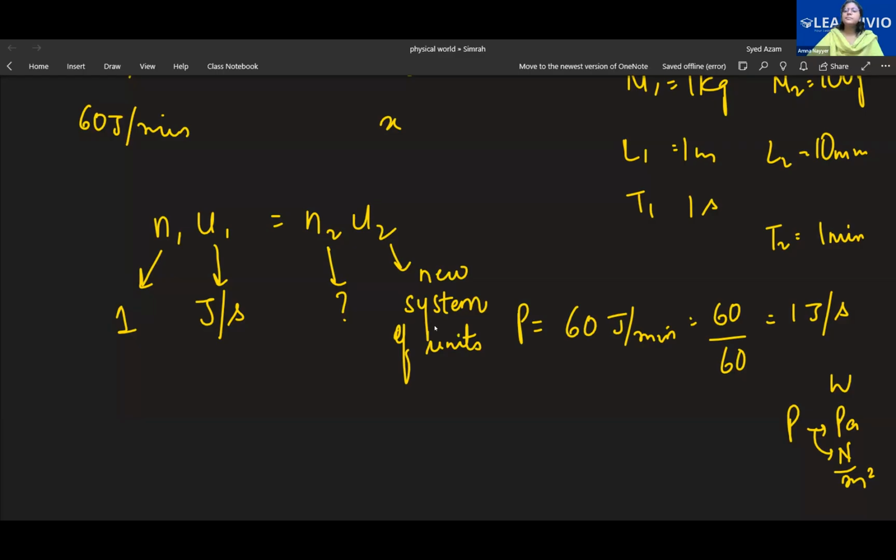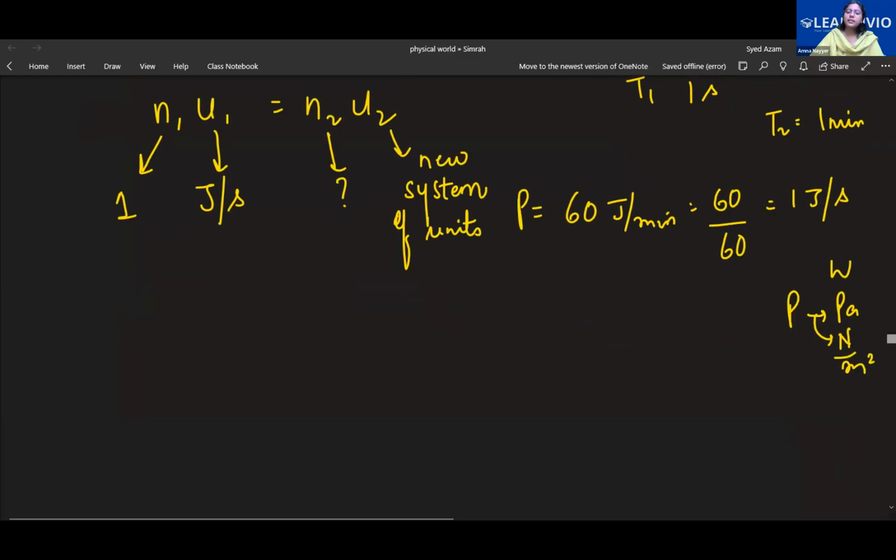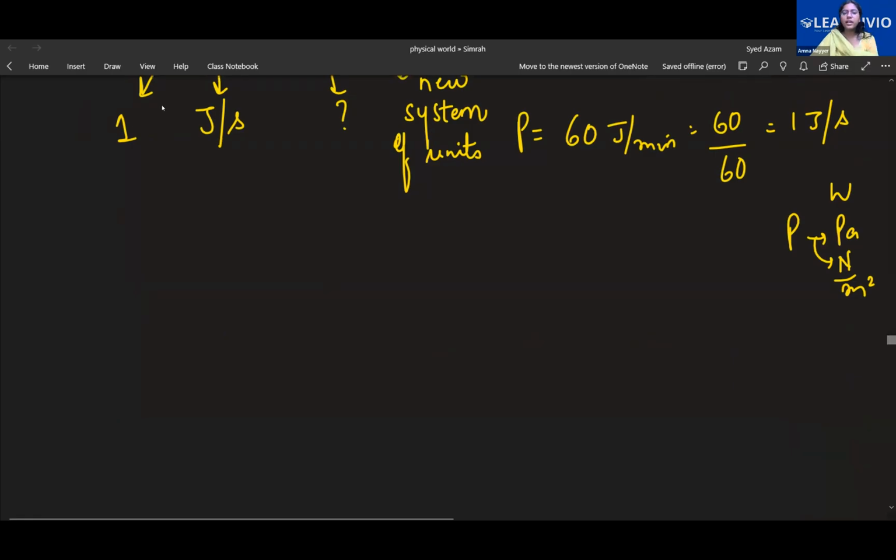Now let's solve this question the way we have been solving. For N1, I will write 1. Now it is joules per second, so we need to write the dimensions also. What are the dimensions of power? Do you remember? M L square T to the power minus 3. Just check it. The dimensions of power are this. This is basically energy divided by time, that is T to the power minus 2, so one more, T to the power minus 3. You can check this while writing.